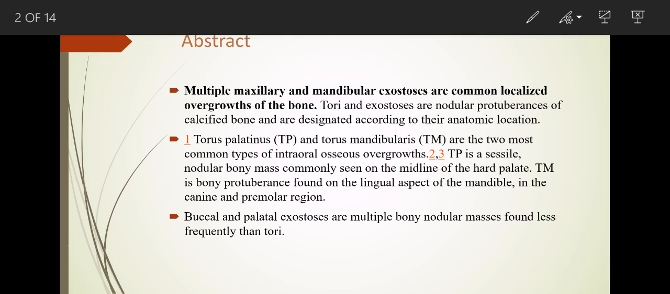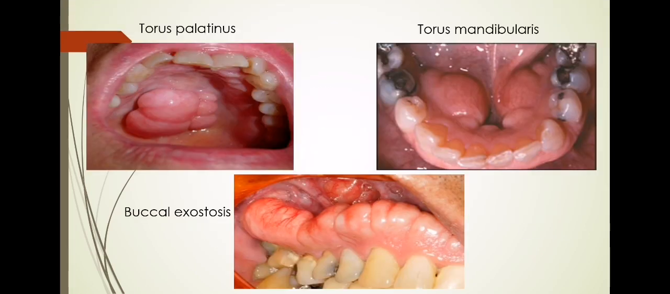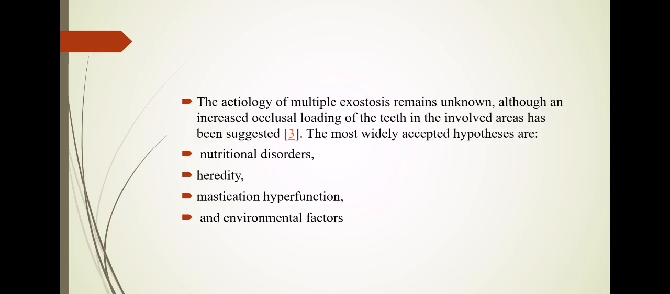Buccal and palatal exostoses are multiple bony nodular masses found less frequently than tori. As we can see in these three pictures: torus palatinus, torus mandibularis, and buccal exostoses, and there is the palatal exostosis.